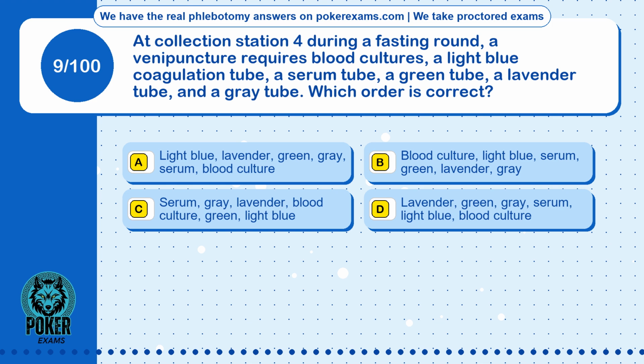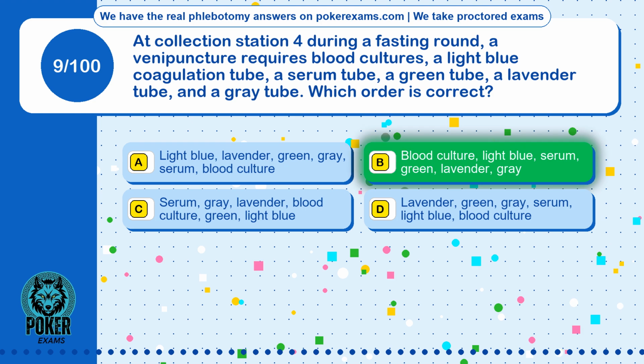Option B. Blood culture, light blue, serum, green, lavender, gray. Option C. Serum, gray, lavender, blood culture, green, light blue. Option D. Lavender, green, gray, serum, light blue, blood culture.